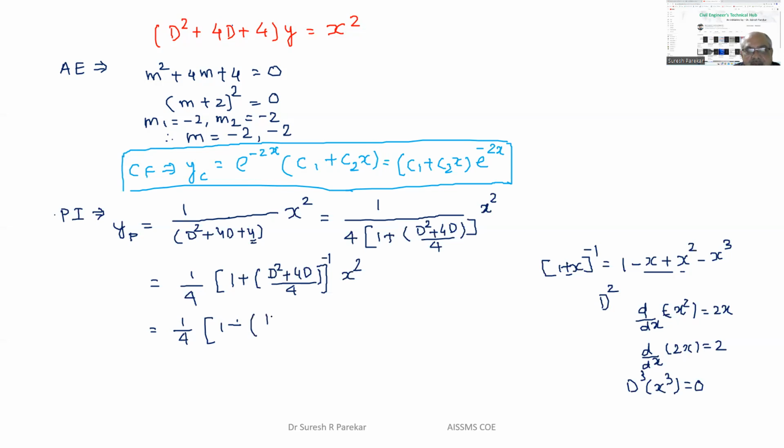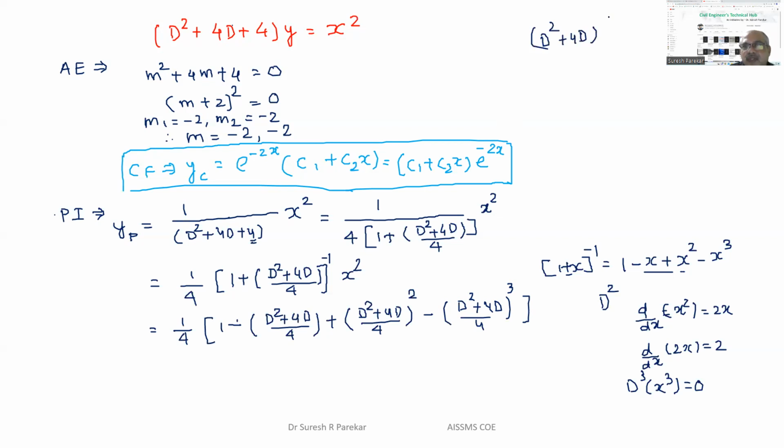minus (D square plus 4D) upon 4, then plus (D square plus 4D) upon 4 to the power 2. And the third term, we have (D square plus 4D) upon 4 to the power 3. When we go to the power 3, we take D square plus 4D and raise it to the power 3. So what will we get?